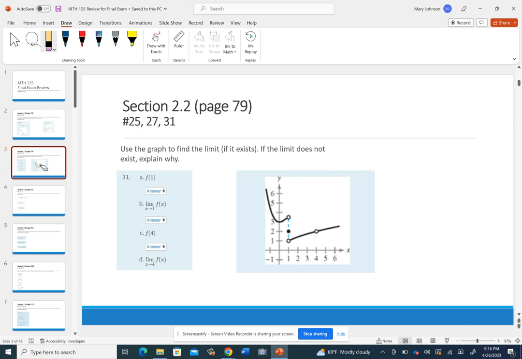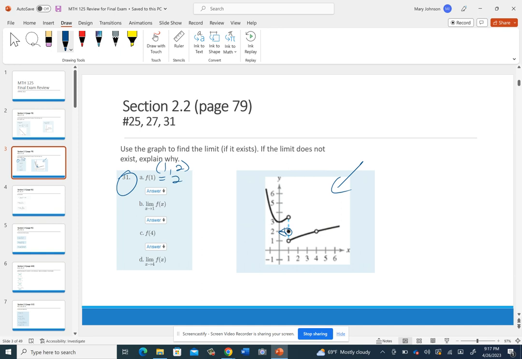Thought we'd look at 31 together. All right. So on question number 31, we have this graph right here that we're looking at. So when they ask me to do f of 1, that's just the value of the function at 1. So I'm looking for an ordered pair that has an x of 1. What corresponds to an x coordinate of 1? Okay. And I can see that would be 2. Okay. So f of 1 would be 2.